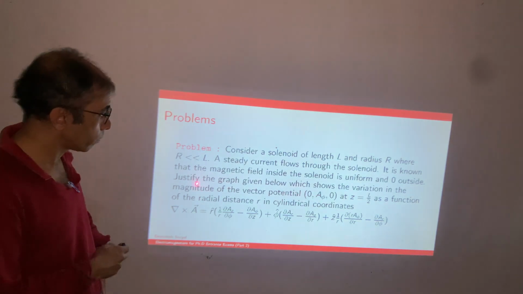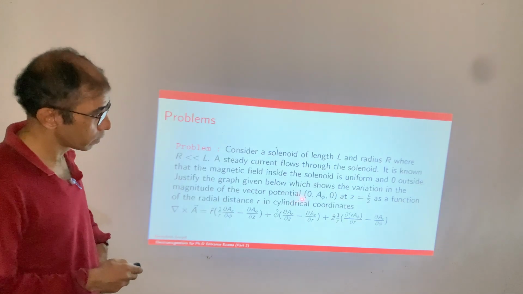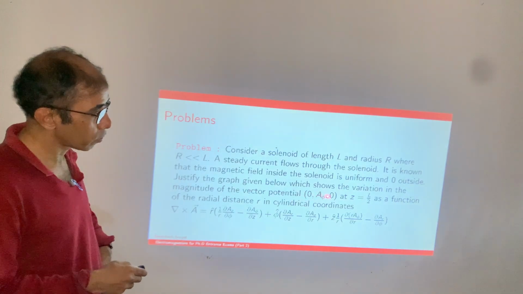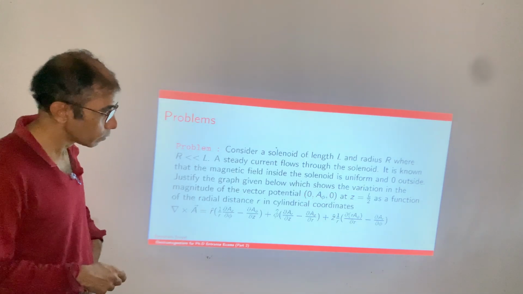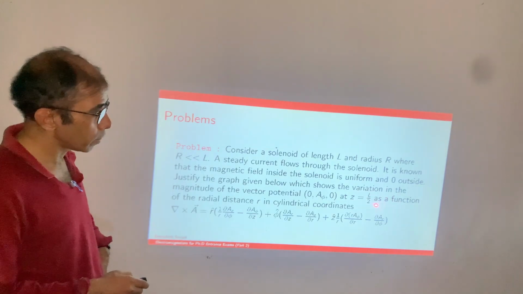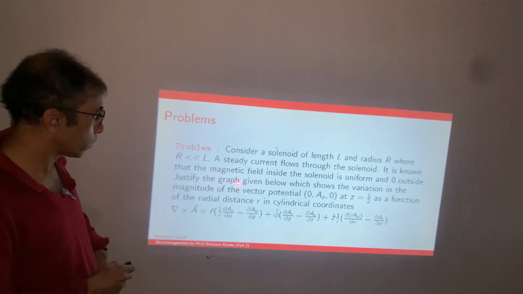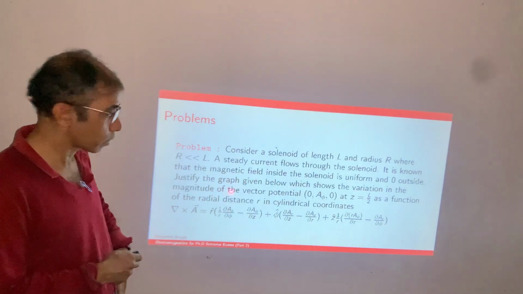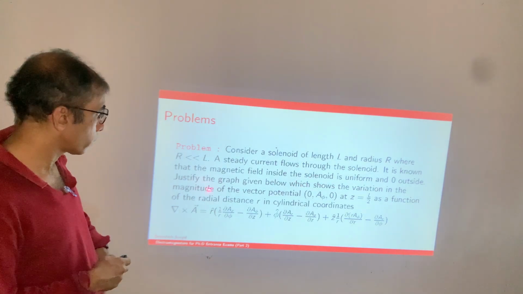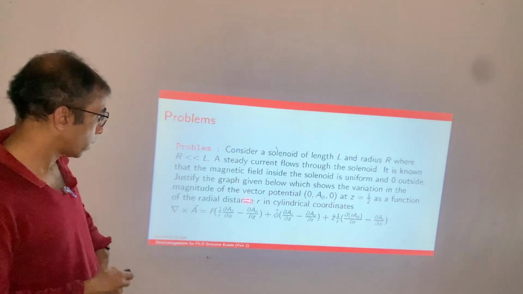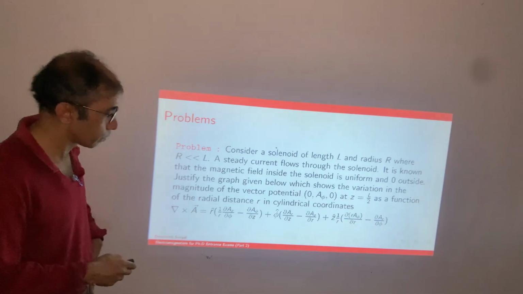Okay, so the vector potential is given. This is in cylindrical coordinates. So it has only a phi component, no R component, no Z component. Z is equal to L by 2. So what do you have to find out? You see a graph, and you have to justify that graph, which shows the variation of the magnitude of the vector potential as a function of the radial distance r in cylindrical coordinates.